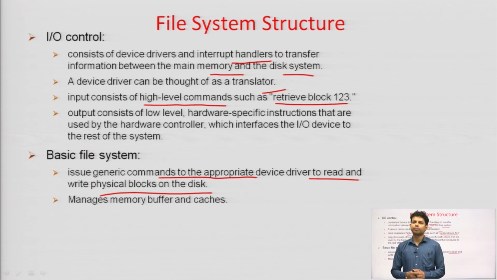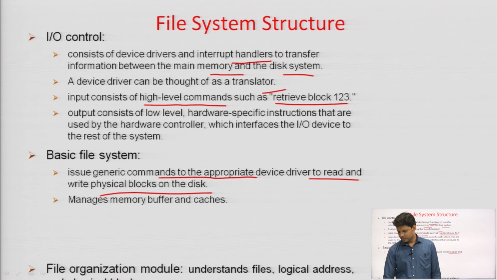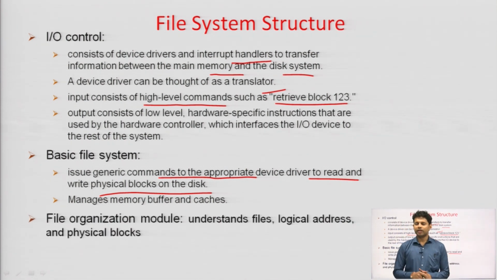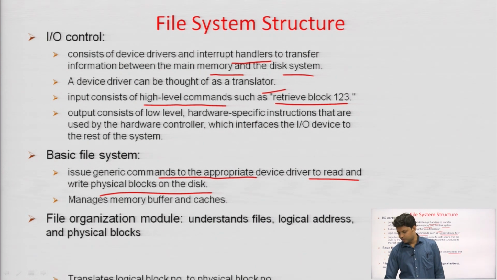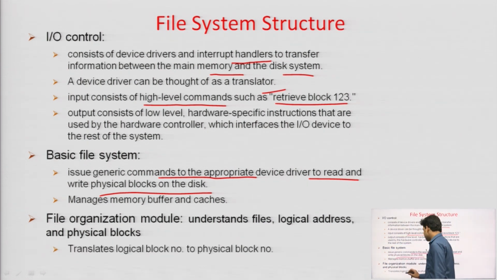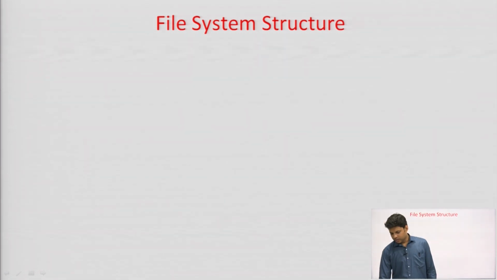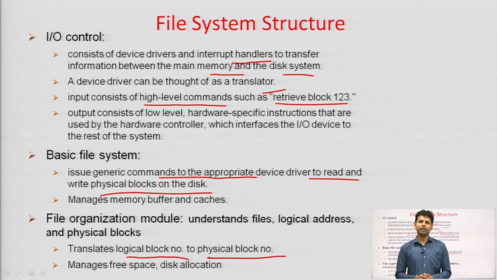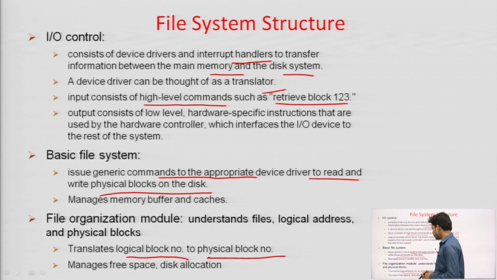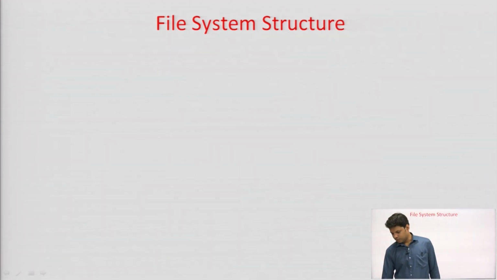It manages memory, buffer and cache. Okay. File organization module is responsible for understanding the type of file, its logical address and physical address blocks. It translates logical block number to physical block number. So it manages free space and disk allocation. So what is the responsibility of file organization module? Mainly it manages the free space and disk allocation, and it does all the mapping between the logical block number and the physical block number.